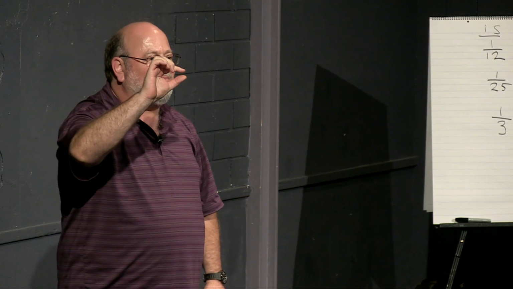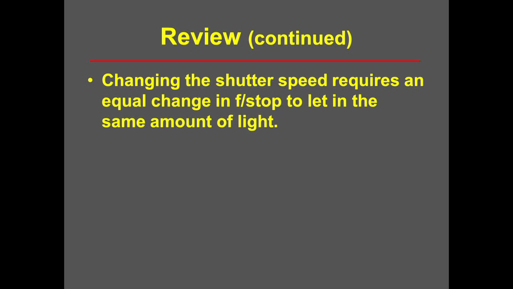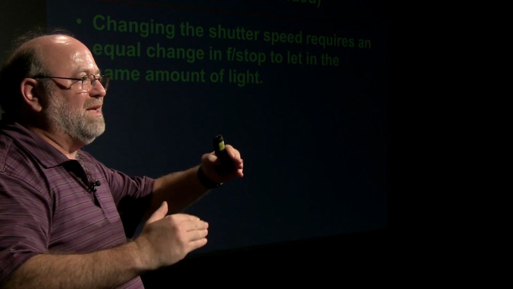It lets in less light, but it also makes things in front of your focus point and behind your focus point look more and more in focus the smaller and smaller your lens opening gets. Every time you change the shutter speed, make it faster or slower, you have to adjust the f-stop by an equal and opposite amount to make sure the same amount of light comes in.